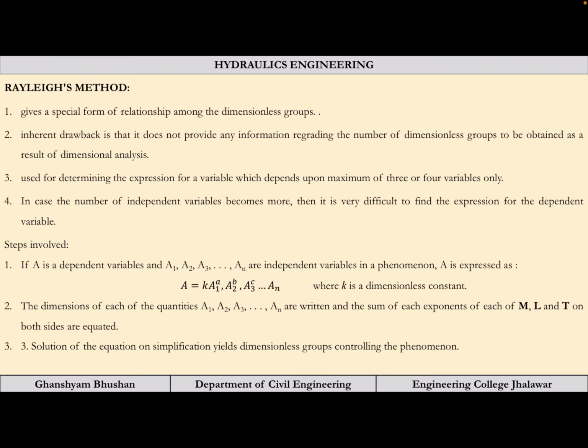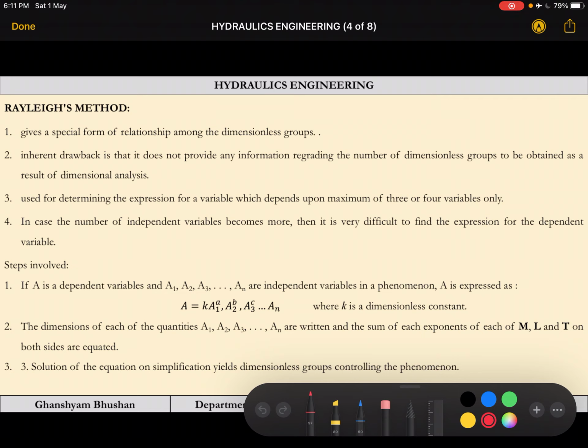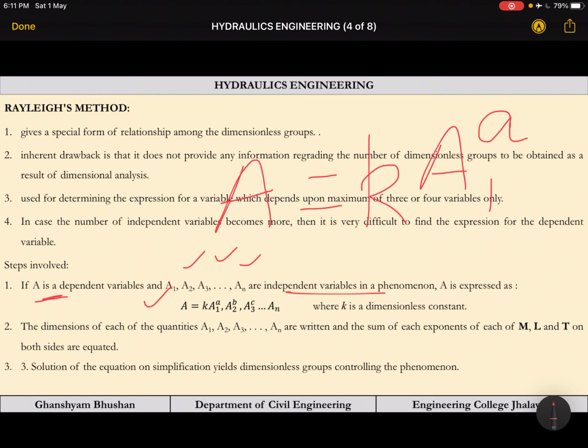So before attempting the problem, try to understand the steps involved. So what is the first step? Let us say a is some variable which is depending upon various variables, a1, a2, till an, and these are independent variables. So we can write a as k times a1 raised to power a, a2 raised to power b, like that.